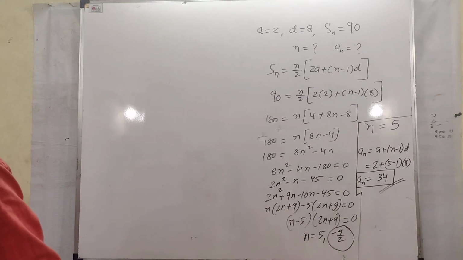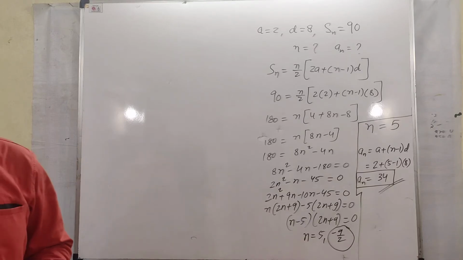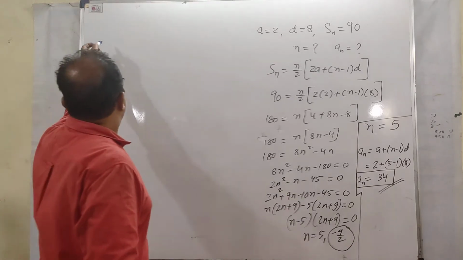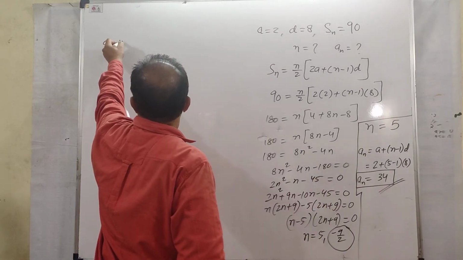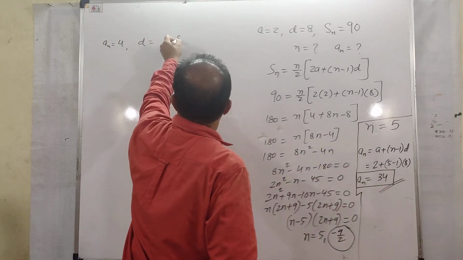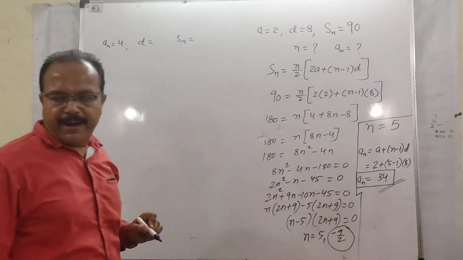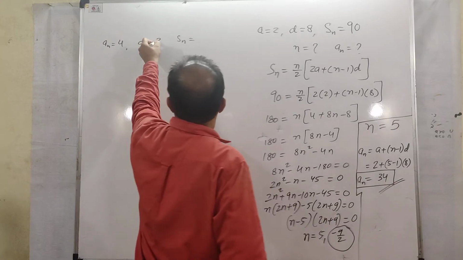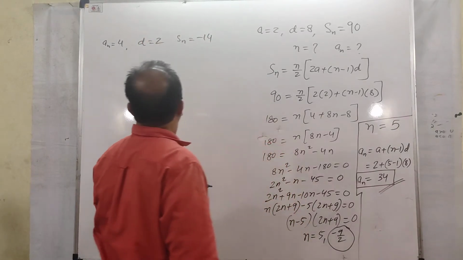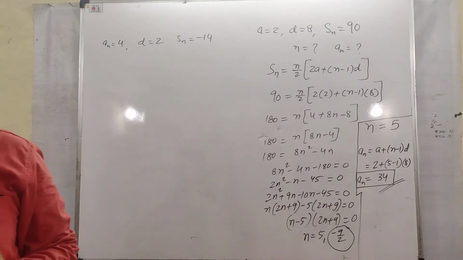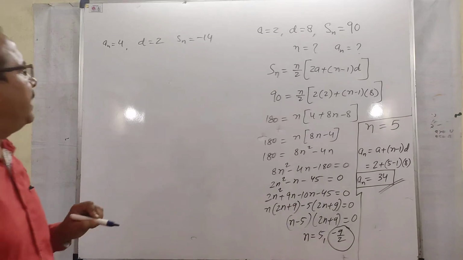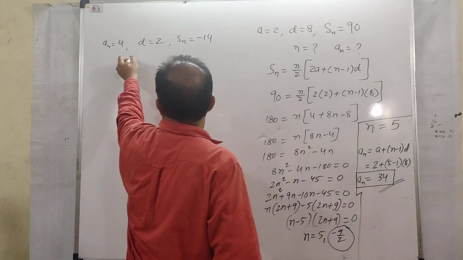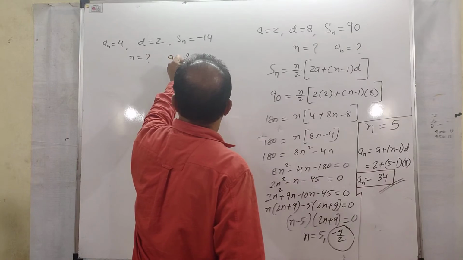Now let's move on to one more question where it is given the value of an, d and Sn, that is 8th part. an is given 4, d and Sn, these three values are given to you. d is 2, Sn is minus 14, and the value of n and a is asked.